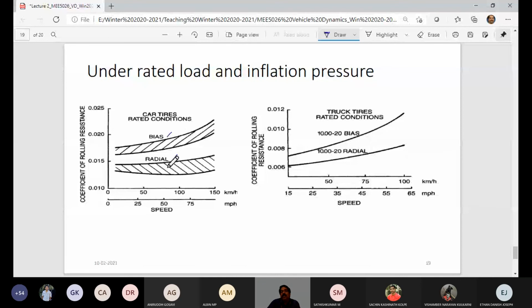So if you are asked the question, why is the bias tire not preferred nowadays? Why is the radial tire popular in trucks and other vehicles also? The radial tire has less rolling resistance force, because the coefficient of rolling resistance multiplied by the normal load is the rolling resistance force, right? So this picture should be in your mind, so that you always answer that correctly.